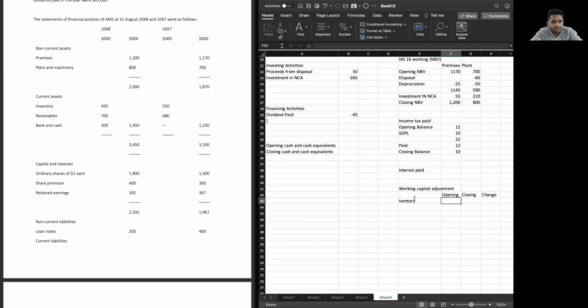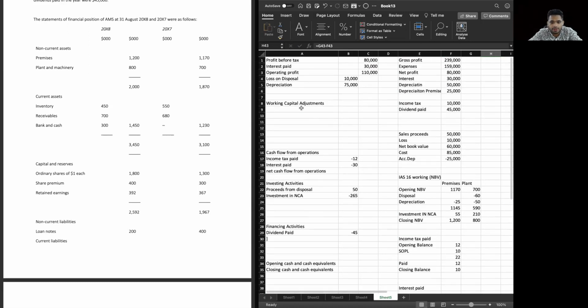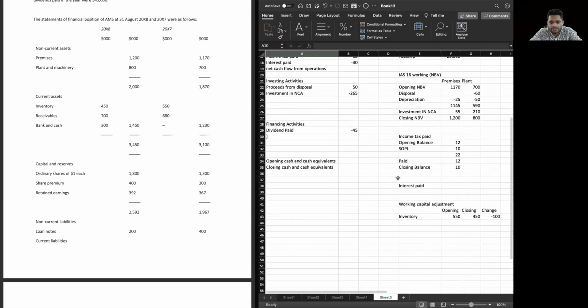So your inventory closing is 450. Opening is 550. So you will see a change, a minus 100. So if your inventory is decreasing, that means you have liquidated your inventory. That is going to be a cash inflow. So decrease in inventory of 100 is going to be taken as a cash inflow.